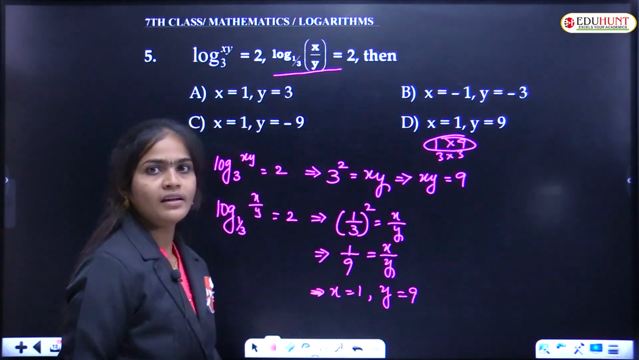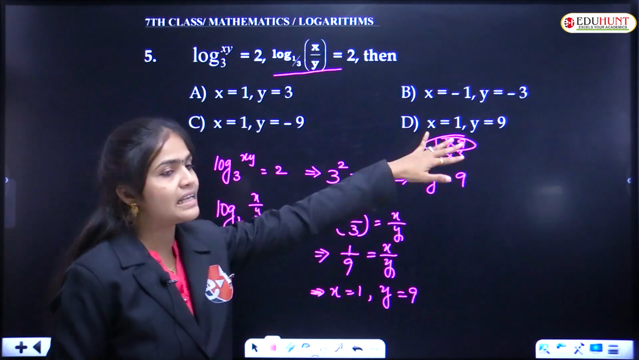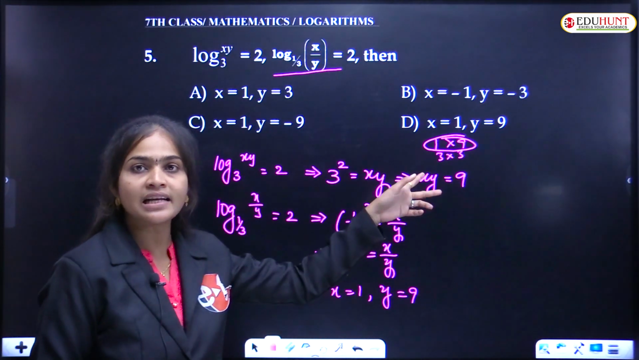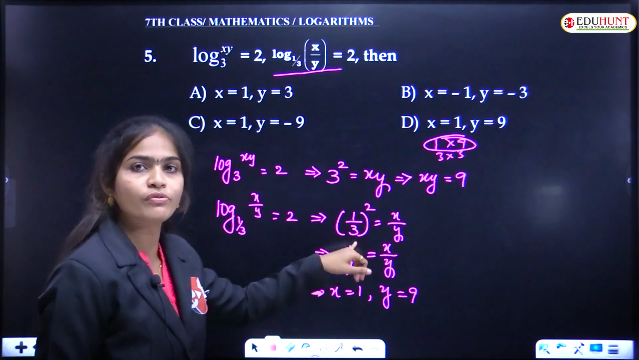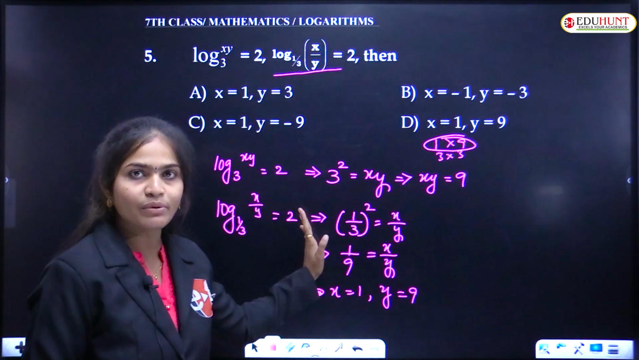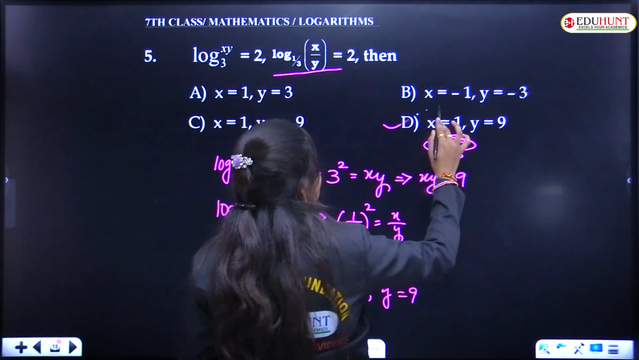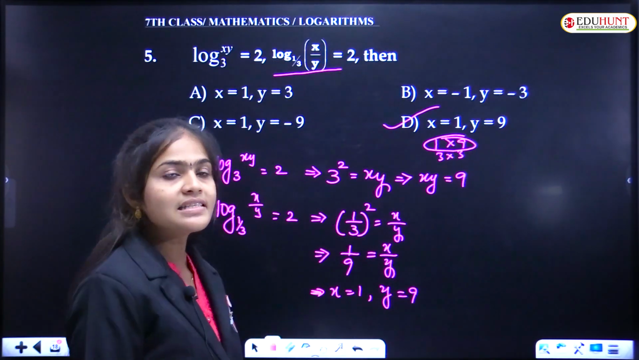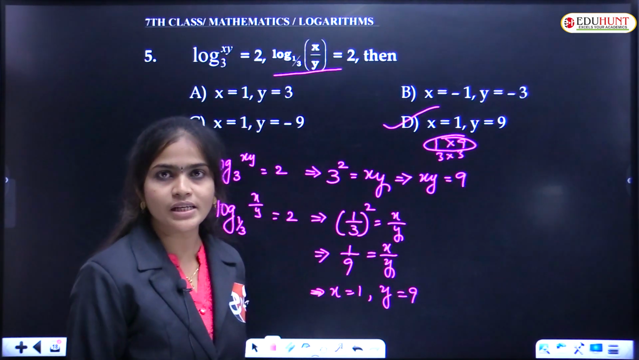So which option is correct? x is equal to 1 and y is equal to 9, or x is equal to 9, y is equal to 1. Here you could interchange the values, but they gave x by y in the form of 1 by 9, no? So that's why we took x is equal to 1, y is equal to 9. So which option is correct? Yes, option D is correct. That is x is equal to 1 and y is equal to 9. Am I clear, children? Yes.